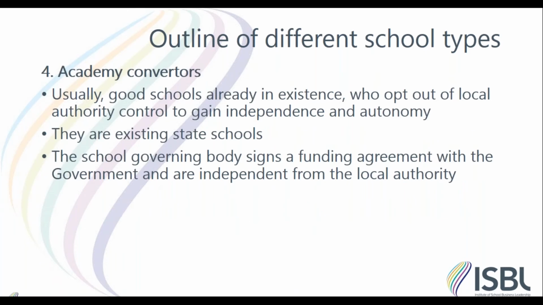Academy converters. We started to see the emergence of this new type of academy following the Academy Act in 2010. Academy converters were typically good schools already in existence who decided to opt out of local authority control, initially to gain independence and autonomy, and at the time would have enjoyed some additional funding through what was known as LACSEG. The school governing body signs a funding agreement with the government and is independent from the local authority.